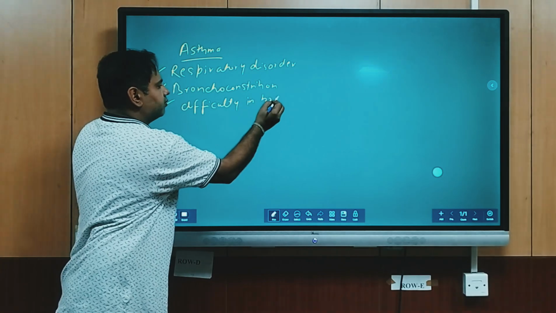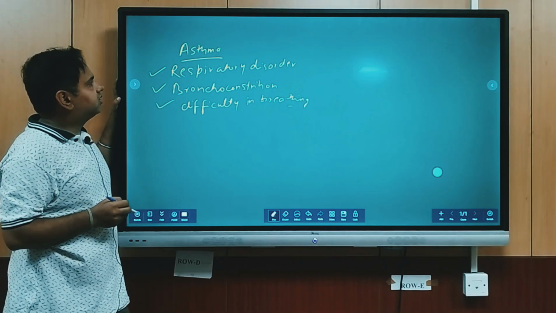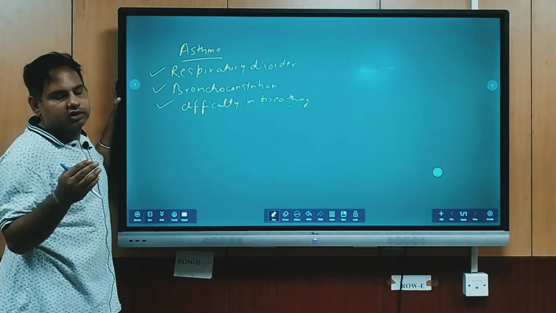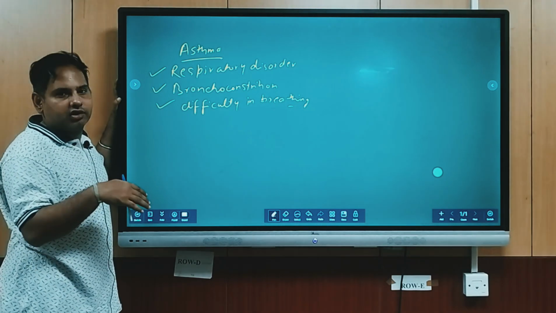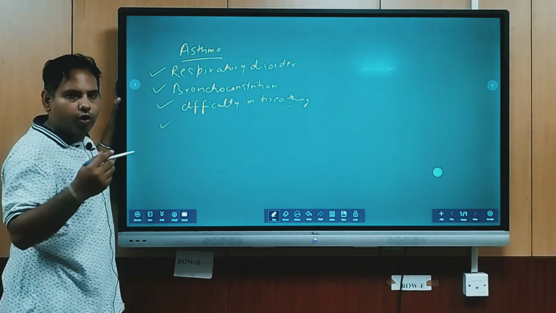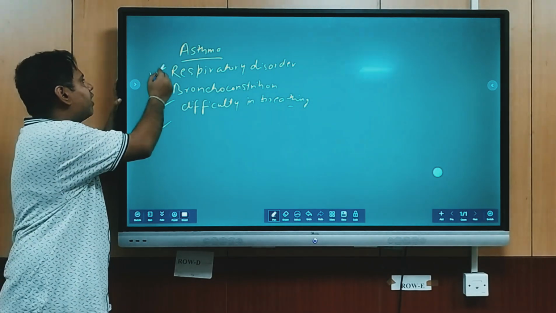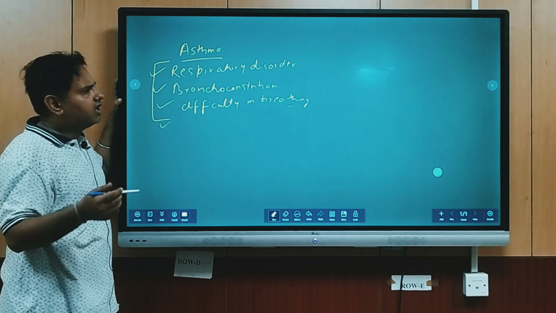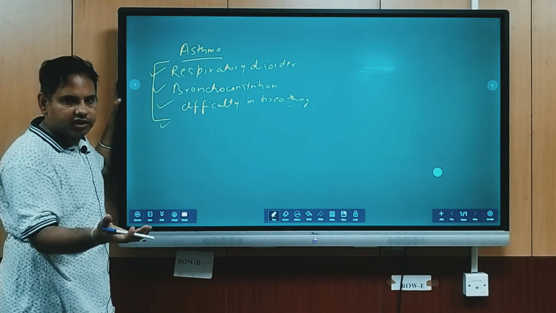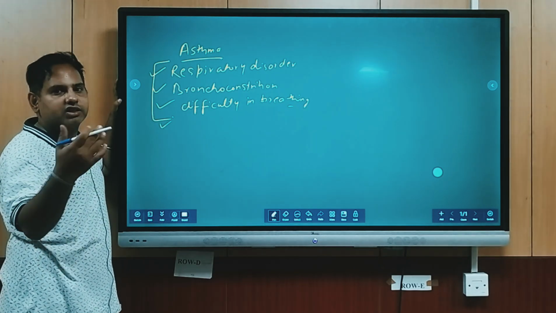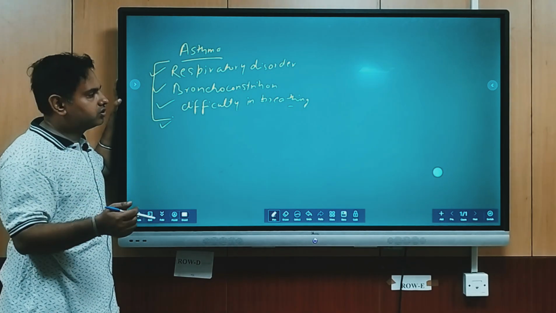Asthma is also called a hyper responsiveness of the bronchi due to stimuli. Stimuli can be dust, pollen, environmental factors, pollution, smoking and so on. Whenever you have to define asthma, you can define it in multiple ways. Asthma is a respiratory disorder in which bronchoconstriction happens, characterized by difficulty in breathing, which is triggered by various agents like pollen, dust, environmental factors, pollutions and so on.